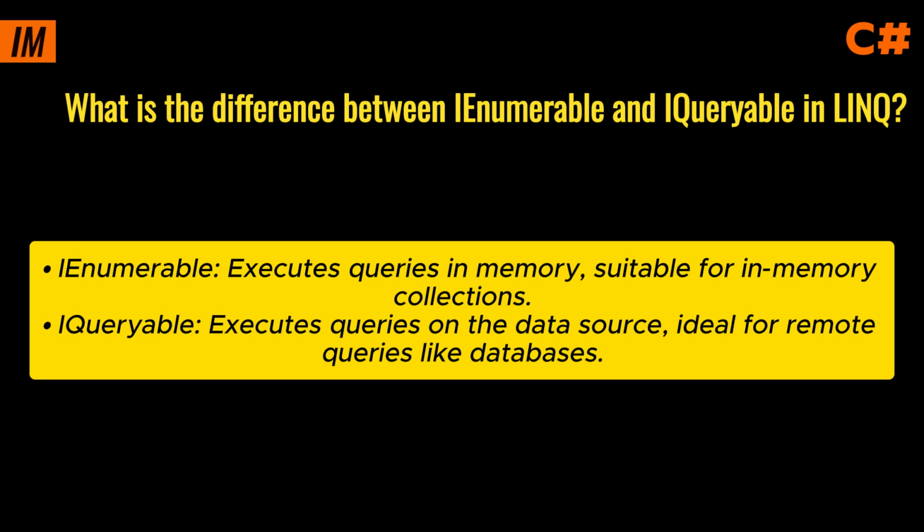What is the difference between IEnumerable and IQueryable in LINQ? IEnumerable executes queries in memory, suitable for in-memory collections. IQueryable executes queries on the data source, ideal for remote queries like databases.